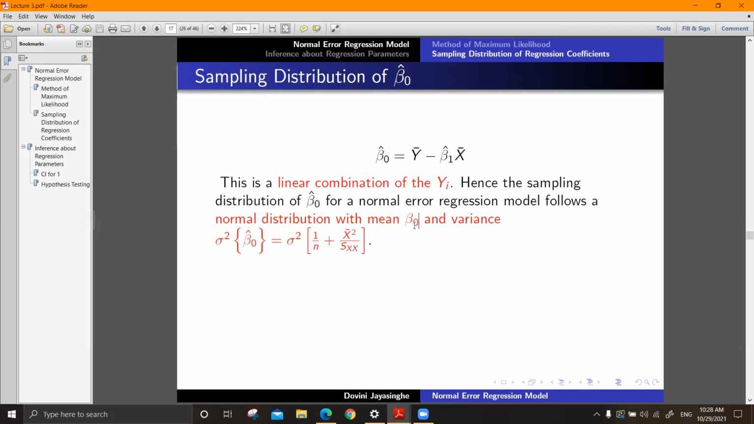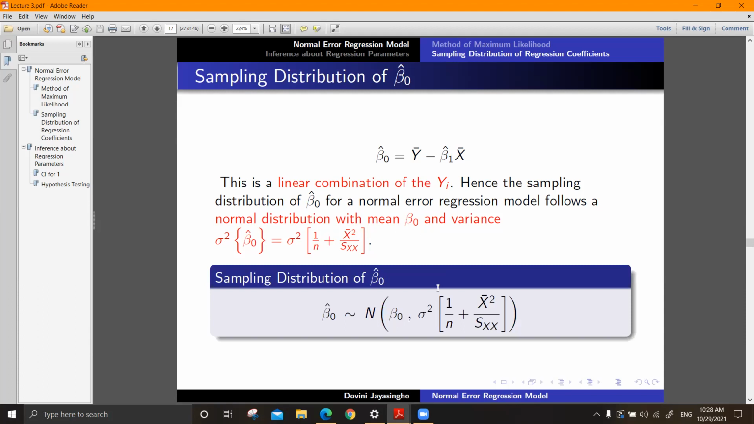So what is the distribution of beta naught hat? Normal with mean beta naught. Of course, why? Expected value of beta naught hat is what? Beta naught. So normal, beta naught, variance is this. They say the variance of beta naught hat is this. This is by the notation, this is how you write. Beta naught hat is distributed normally with mean beta naught and variance this quantity.